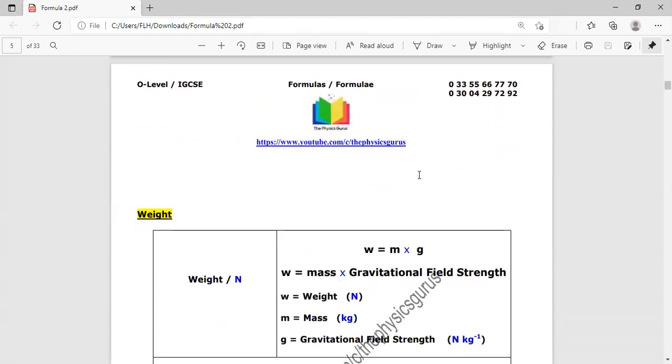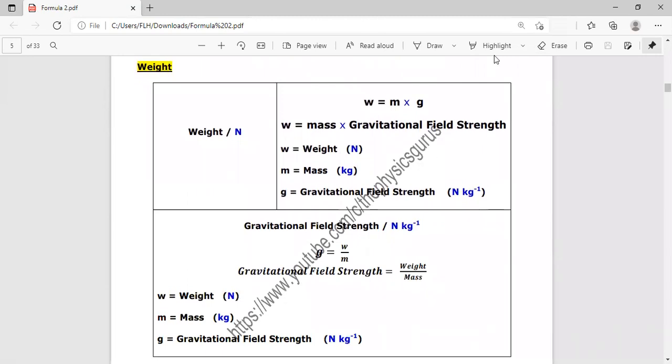The next one is the formula of weight. W is equals to mg, where m stands for mass, g stands for gravitational field strength, and the unit of weight is Newton, the unit of mass is kilogram, and the unit of gravitational field strength is Newton per kg. Then the formula of gravitational field strength, g is equals to W over m, where W stands for weight, m stands for mass, and the unit of gravitational field strength is Newton per kg. The value of gravitational field strength for Earth is 10 Newton per kg, and the value for Moon is 1.6 Newton per kg.